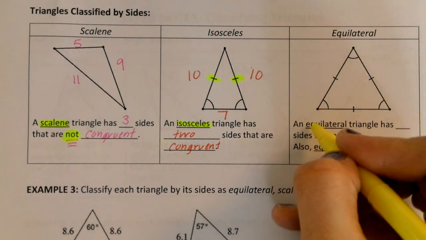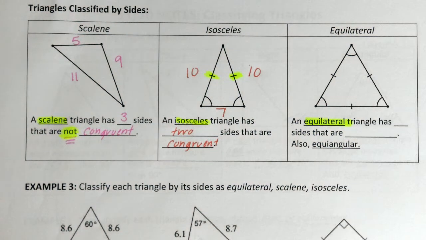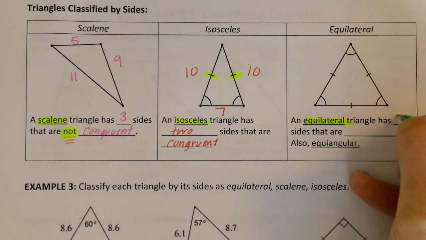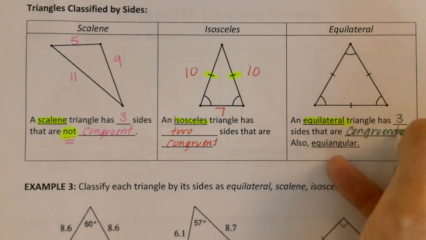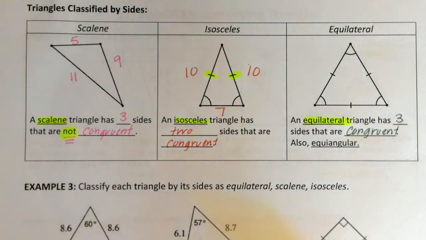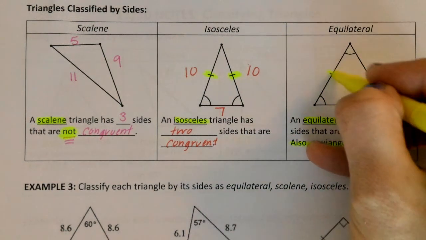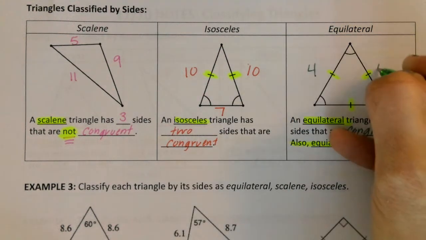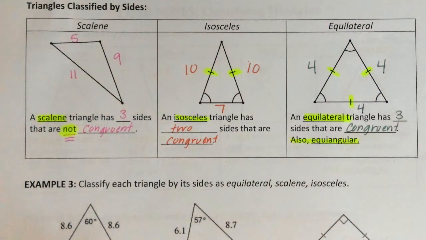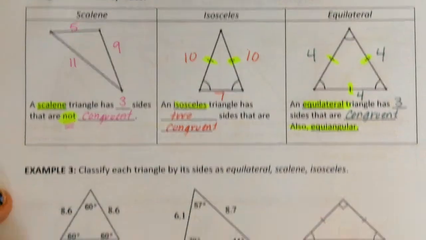Then you have your equilateral. Here we're going to have three sides that are congruent. We saw this on our equiangular, and equilateral is also equiangular, but here we're focusing on our sides, lateral. So we can just call all three sides 4. Since all three sides are the same, we have your equilateral, which will also be equiangular.